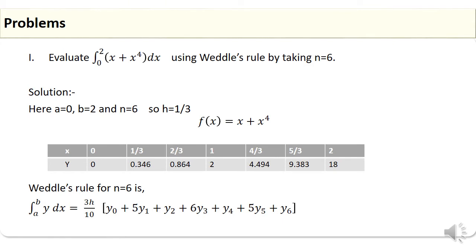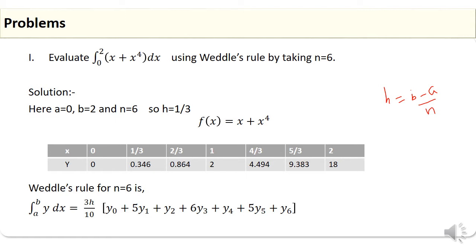First problem is evaluate integral 0 to 2 of x plus x power 4 into dx using Weddle's rule by taking n equal to 6. And the solution is as follows. Here our lower limit a equal to 0 and the upper limit b equal to 2 and n equal to 6. As we know the formula for h equal to b minus a by n. Substitute b value, a value and n value here. We'll get h equal to 1 by 3.